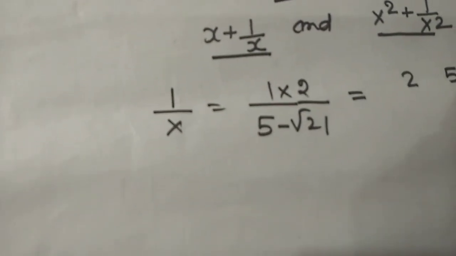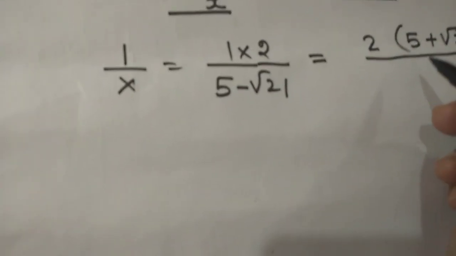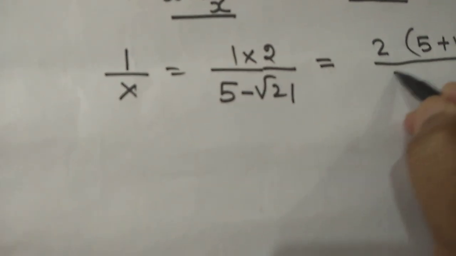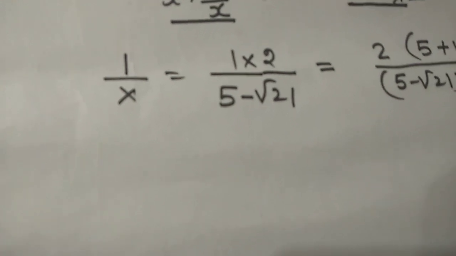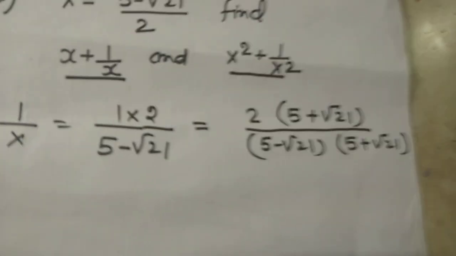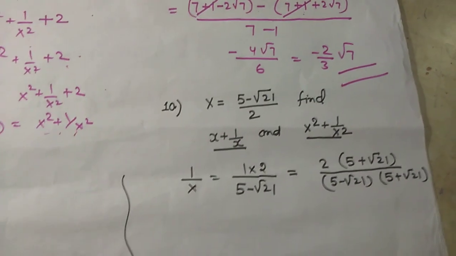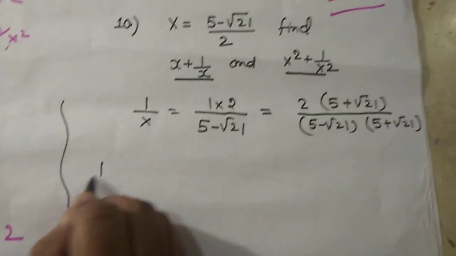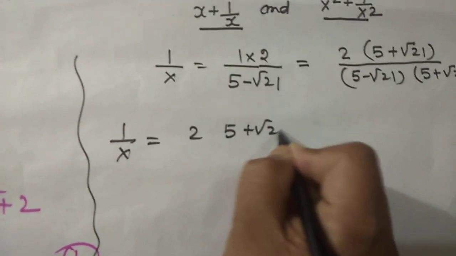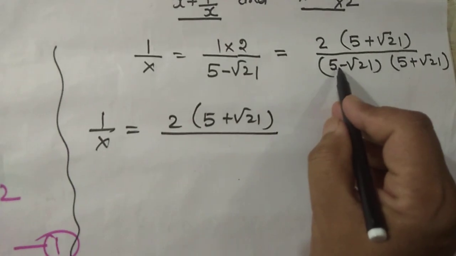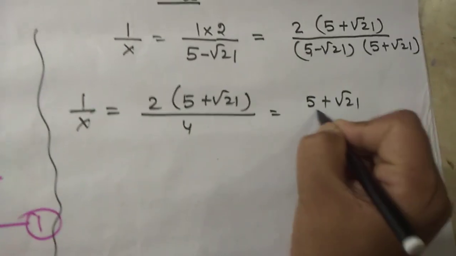2 (5 plus root 21), then (5 minus root 21)(5 plus root 21). So 1 by x is equal to 2 (5 plus root 21) divided by 25 minus 21, 4. This is (5 plus root 21) by 2.